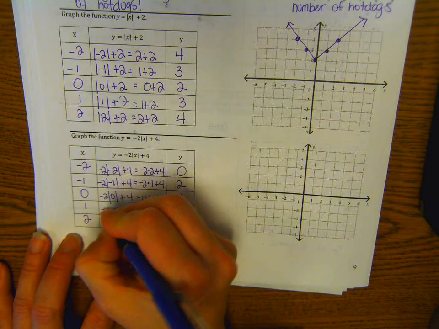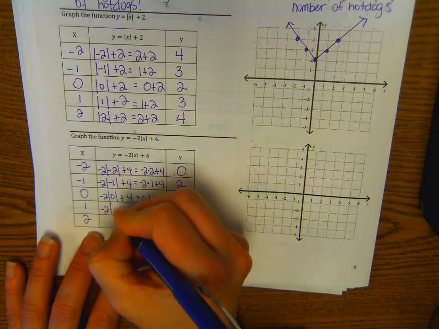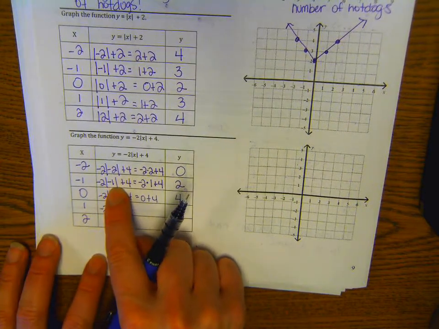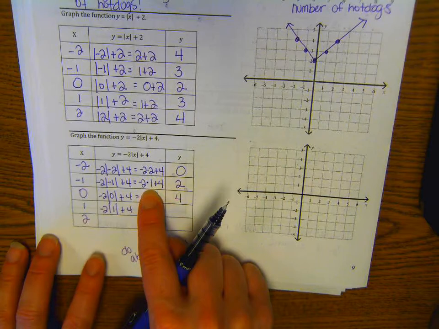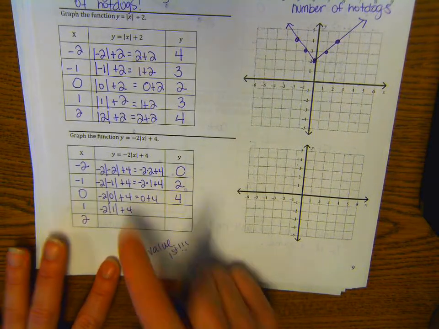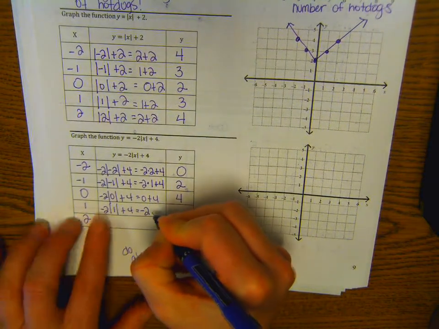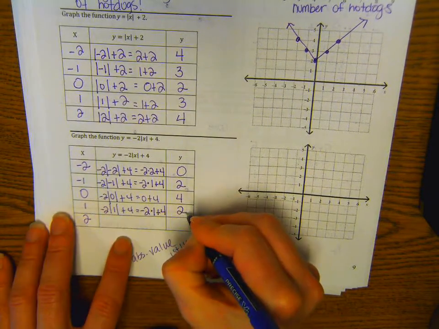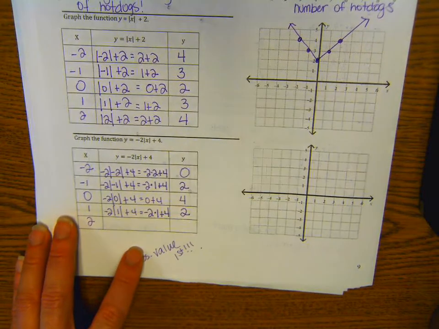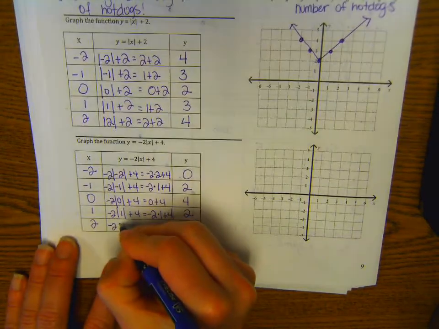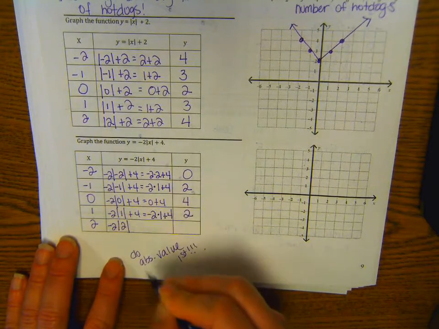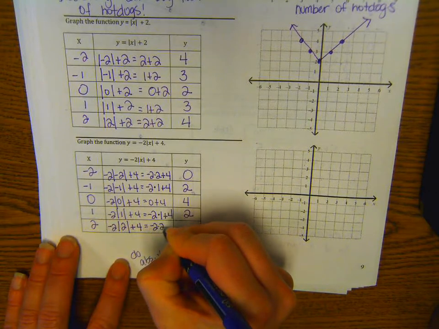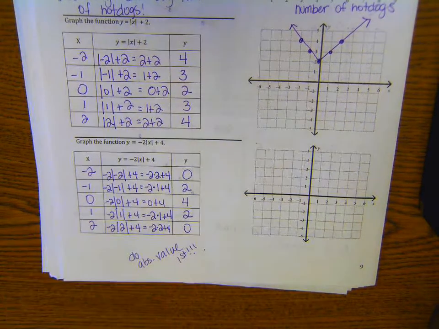So now you're right. These ones, Chloe, go back to, yeah, because when I did the absolute value of negative 1, it became positive 1, and the absolute value of positive 1 is also 1. So negative 2 times positive 1 plus 4 gives me a 2. And negative 2 times the absolute value of 2 plus 4 gives me a 0. Now this still should look like a V though.